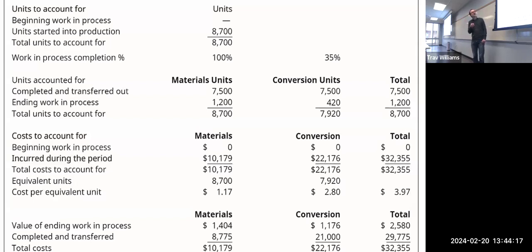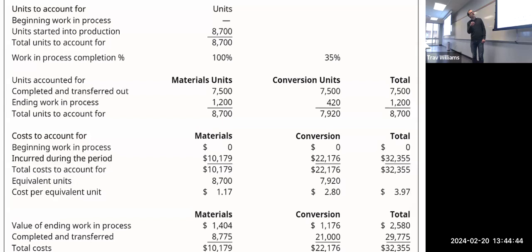But the conversion depends. So when we get into the work in process ending inventory, the part that has not been finished by the end of the period, that's where we have to rely on the production folks to tell us how complete are these units. And they give us a percentage, right? So in this case, it was 35%.